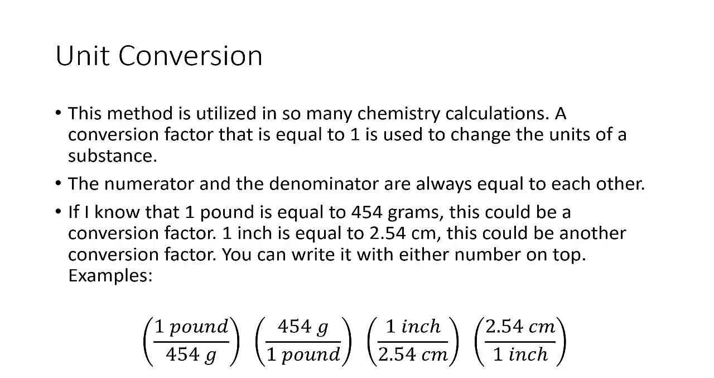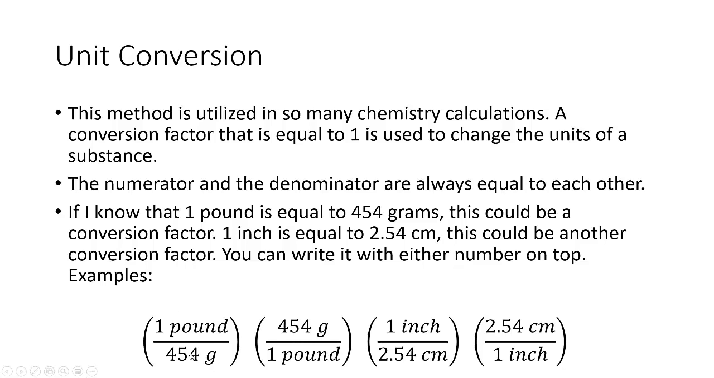Alright, now we're going to switch over to unit conversions. So this is a method that we're going to use so often in chemistry calculations. It basically relies on the idea that every conversion factor, which is what you see down here, is equal to 1, and the reason for that is the numerator, the part on top of the fraction, is equivalent to the denominator, which is the part on the bottom of the fraction.